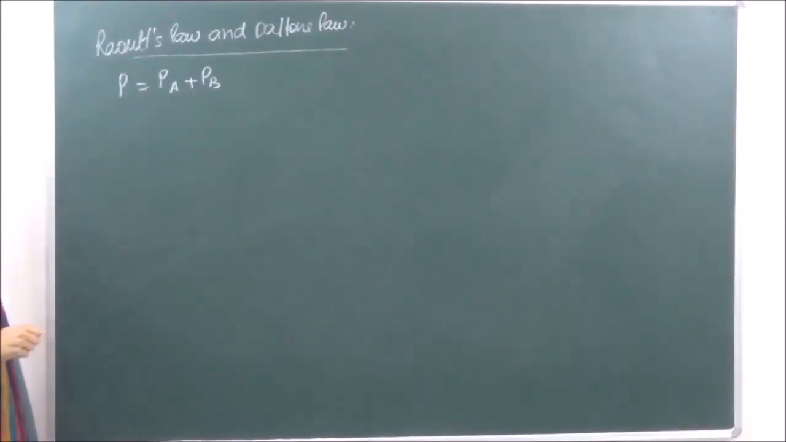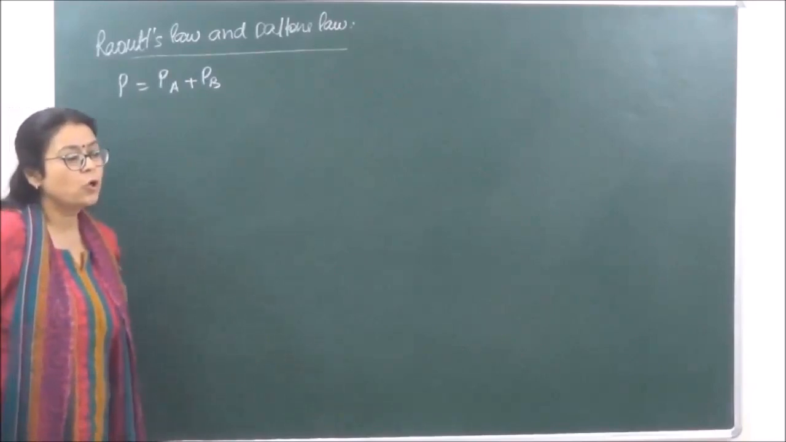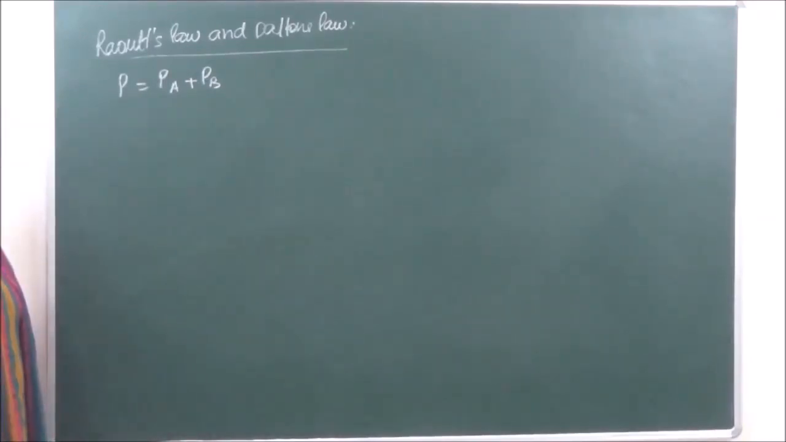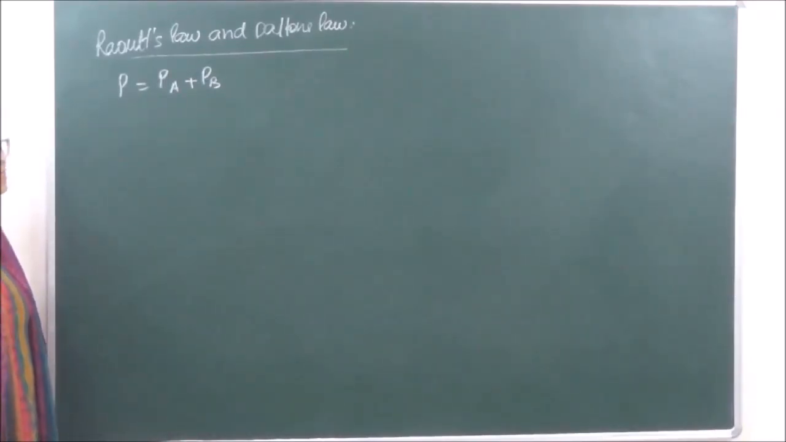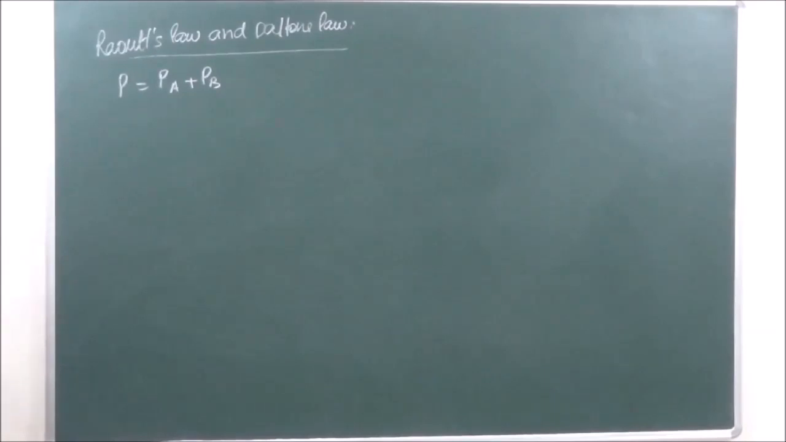Dalton's law of partial pressure says that if any container contains more than one gas, then the total pressure exerted by the mixture of the gases is the sum total of the partial pressures of each gas. That is what Dalton's law says. And Raoult's law says the same, but over here we are taking the vapor pressure into consideration. So when we combine both the laws, we get an expression.